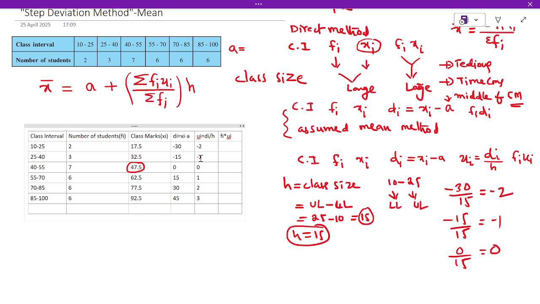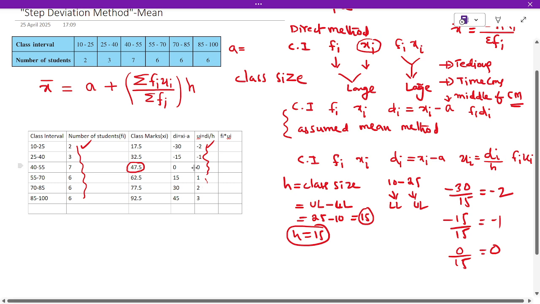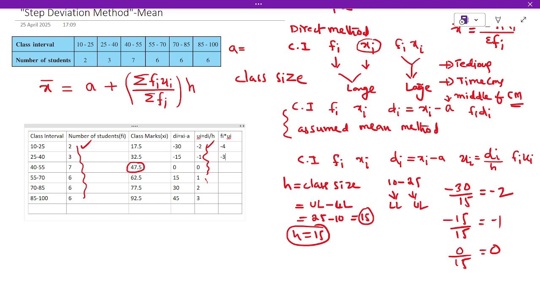Now you just take the product of fi and ui. These are all the fi's and these are all the ui's. So it is going to be 2 into minus 2, minus 4, minus 3, 0, 6, 12, and 18. Okay, so this is done.